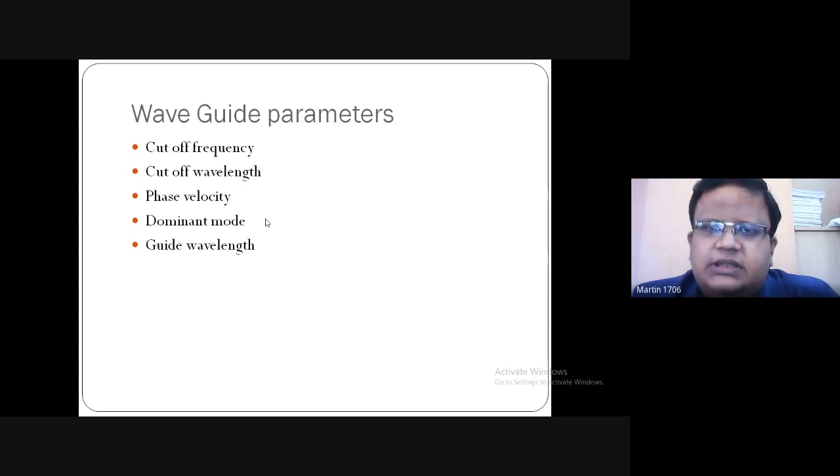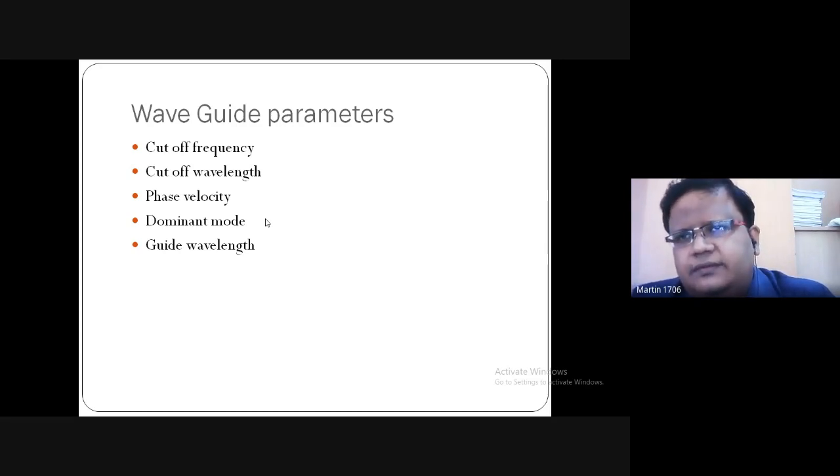What is meant by a dominant mode? The dominant mode occurs at the lower cutoff frequency alone. What is the guided wavelength? In the waveguide system, there is some protecting medium inside, a gap, and the signals are propagating in terms of radiations. For that, they will find out the guided wavelength also.